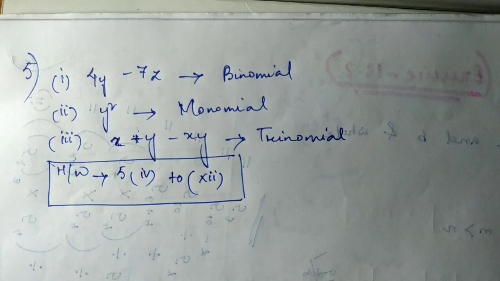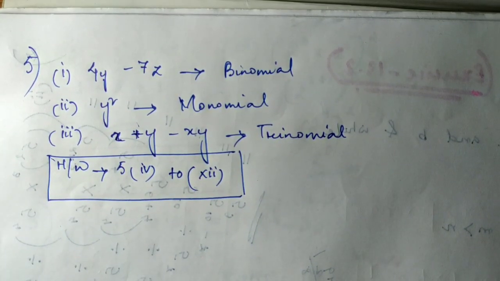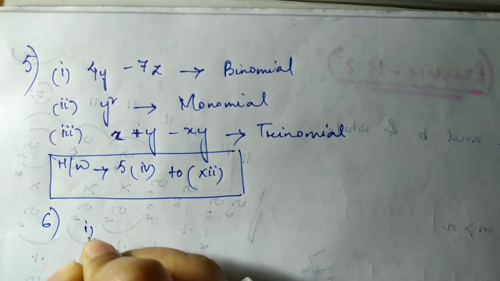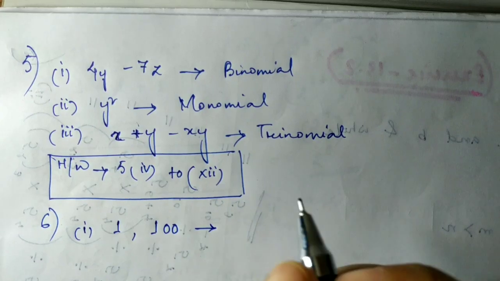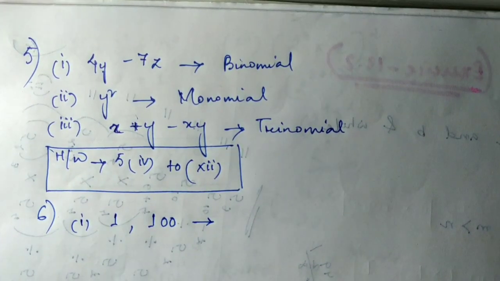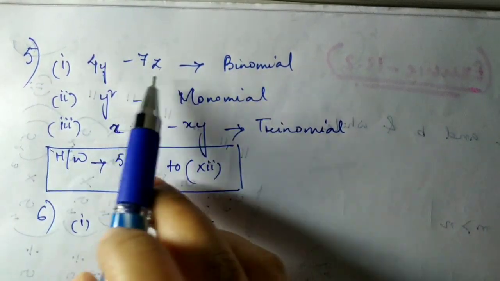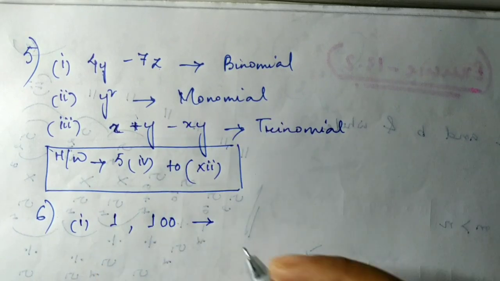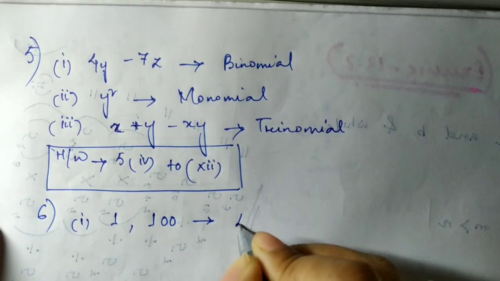Now the next one is question number 6. State whether a pair of terms is like or unlike terms. Now you know that like terms are those that have the same variables. Suppose here you can see this is y, this is z. They are not like terms. If both are the same, then we can say they are like terms. So here 1 and 100, they are constants. So obviously they are like terms, you can write down.